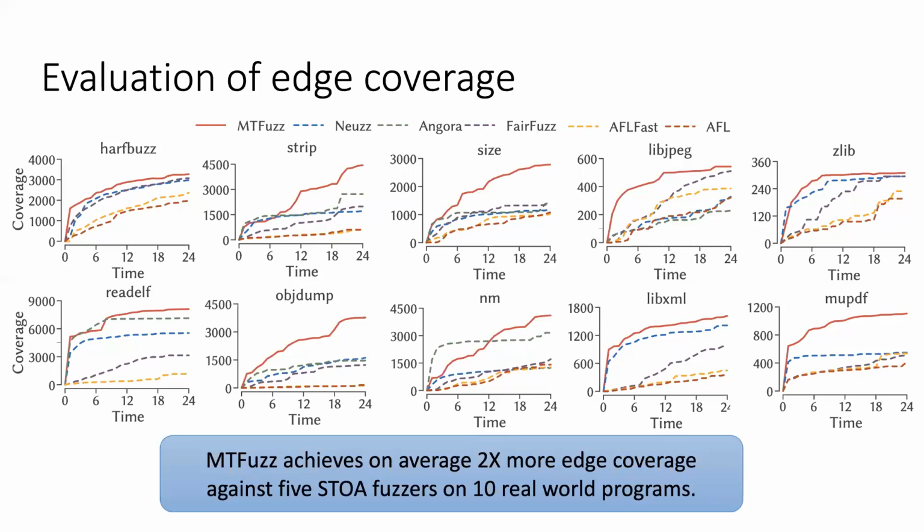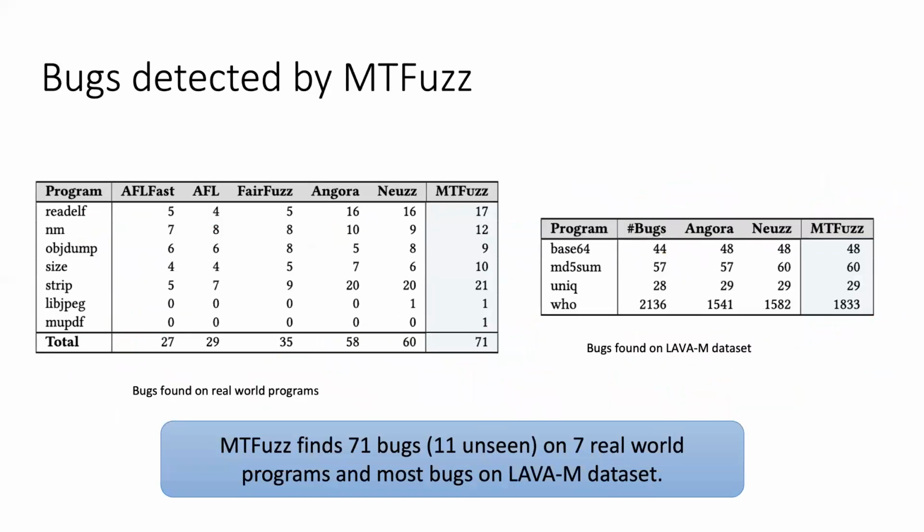We compare MTFuzz on 10 real-world programs against 5 state-of-the-art fuzzers for 24 hours run. The result shows MTFuzz achieves on average 2 times more edge coverage against 5 state-of-the-art fuzzers on 10 real-world programs. In terms of bug finding, MTFuzz finds 71 bugs, 11 unseen, on 7 real-world programs, and most bugs on the MLM dataset.